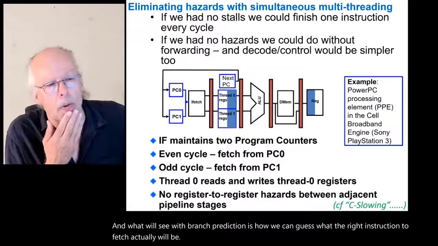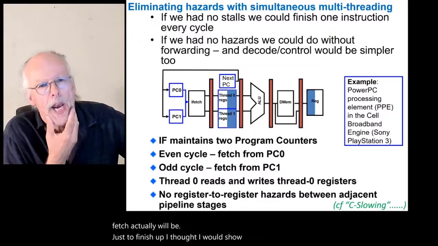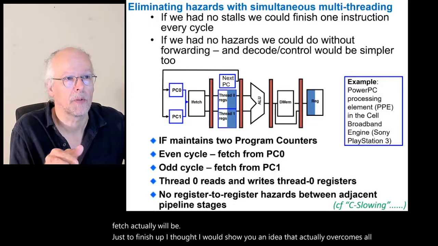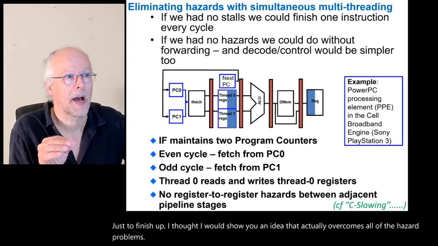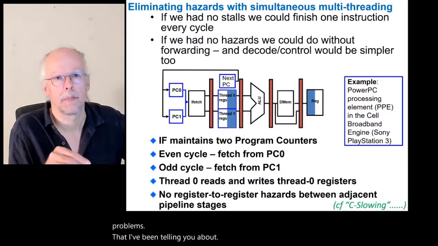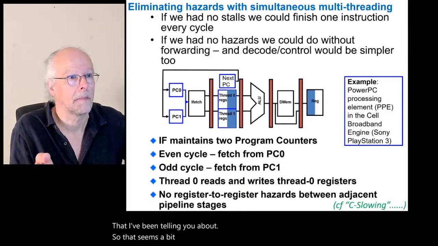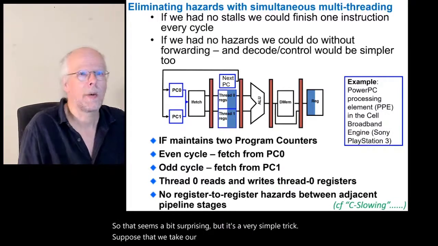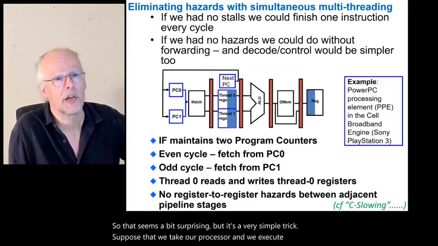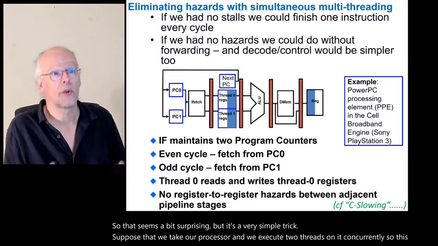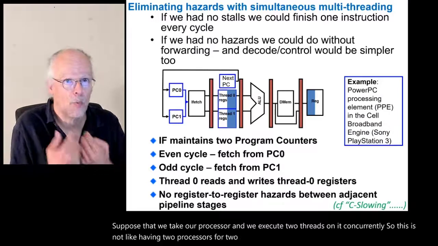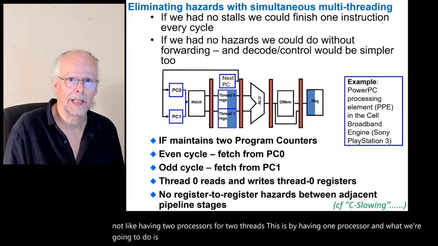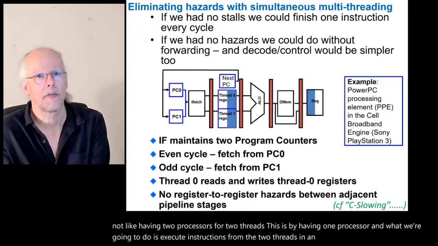Just to finish up, I thought I would show you an idea that actually overcomes all of the hazard problems that I've been telling you about. That seems a bit surprising, but it's a very simple trick. Suppose that we take our processor and we execute two threads on it concurrently. This is not like having two processors for two threads. This is about having one processor, and what we're going to do is execute instructions from the two threads in an odd even interleave.